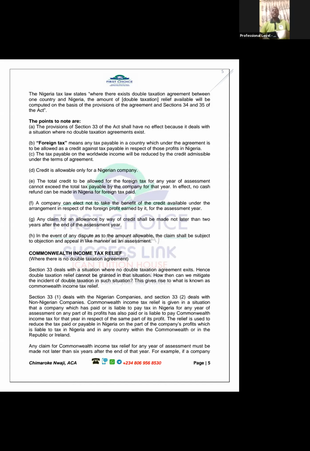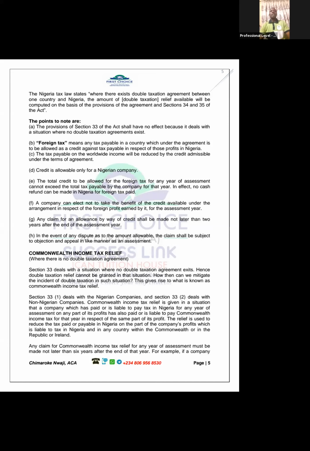Of course, the Nigerian tax rate is always 30%. You now compare. Then you look for which rule applies. You now check, do they have double taxation agreements? If they have, then you look for the smaller rate and multiply by the foreign taxable profits. If they do not have the double taxation agreement, then you look for the Commonwealth principle that you will apply.